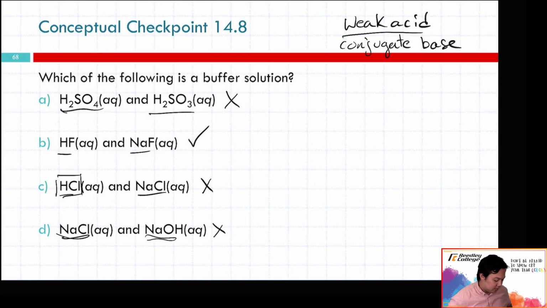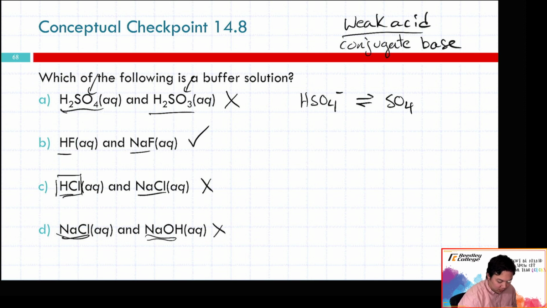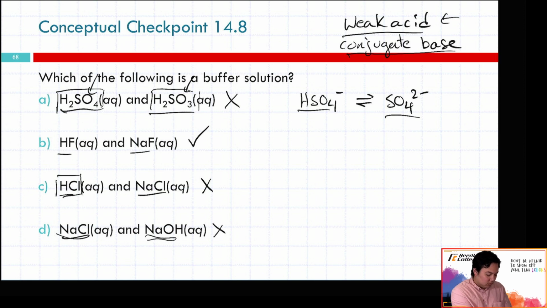That was the last slide. Go over A again. Why was that not a buffer? This is not because we have two different types of acid. In theory, you could have a buffer system of HSO4 minus and SO4 2 minus because the second ionization is a weak acid. That's why you have to have the weak acid; H2SO4 is a strong acid. I believe H2SO3 was a weak acid, but I'd have to check. But you also need a conjugate base.